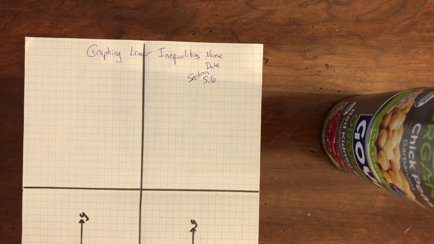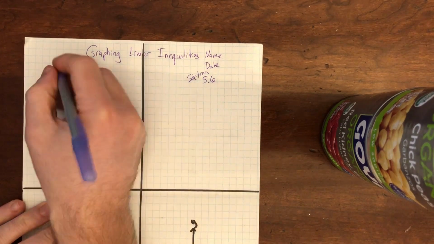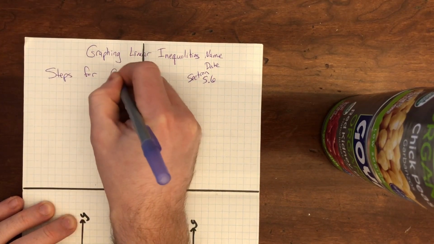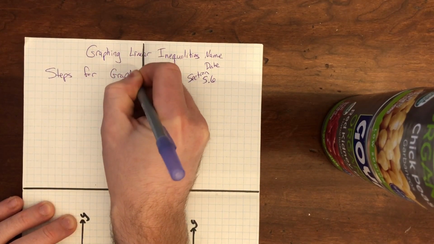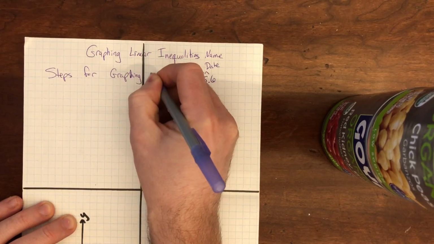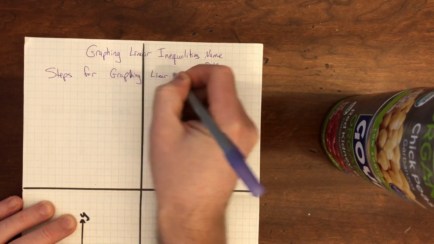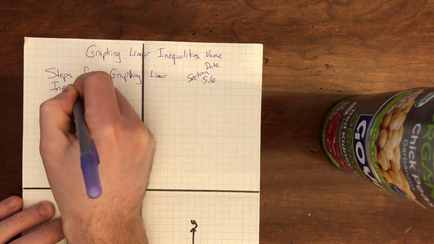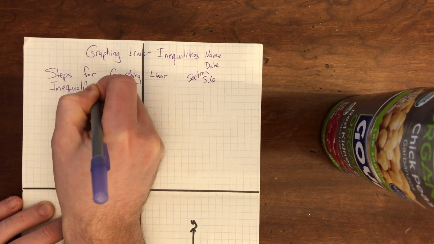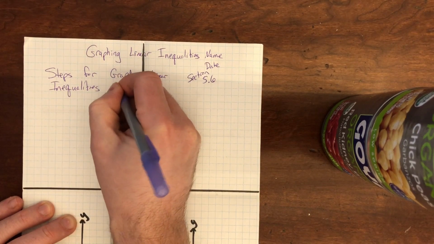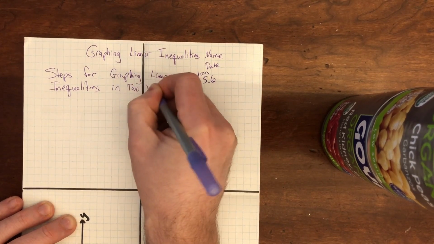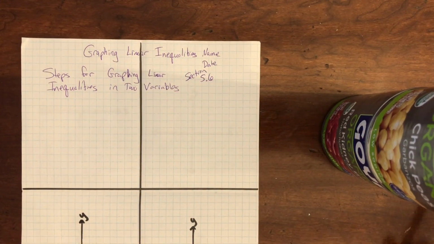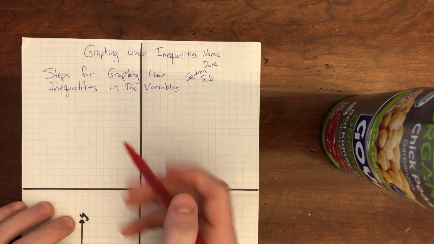All right, so I want to start off with some steps. I'm going to say steps for graphing linear inequalities in two variables. The two variables thing is just basically telling us that we're going to have an x and y in each of these equations.